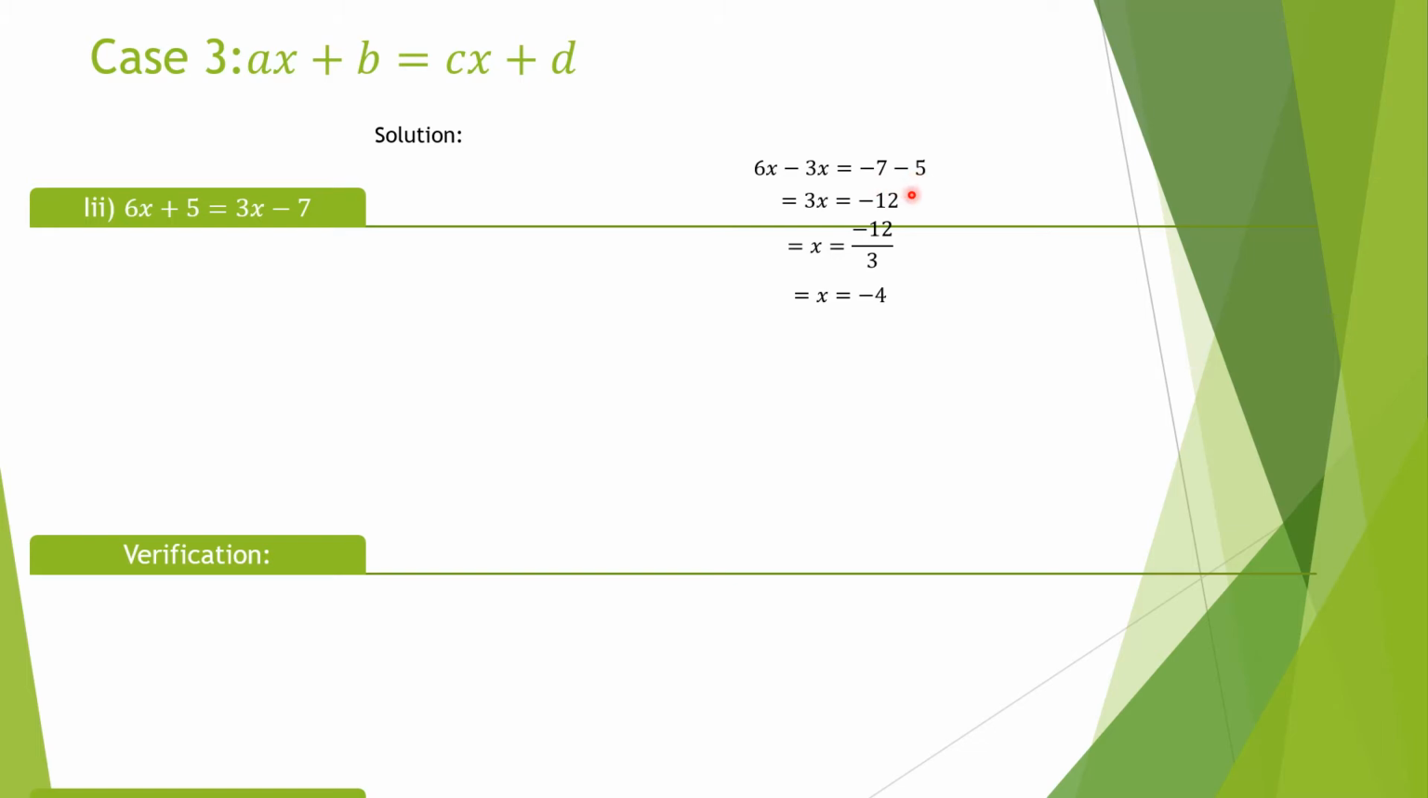Two same signs will be added. It becomes minus 12. The sign will be of the greater term. Greater term is minus 7. So sign will be minus. Now 3 is multiplied by x, shifted to the right side, it changes into a fraction. Minus 12 upon 3 is equal to minus 4. This is the answer.